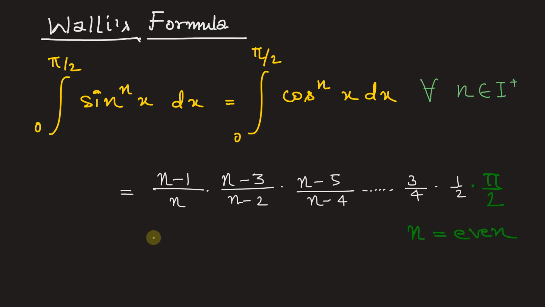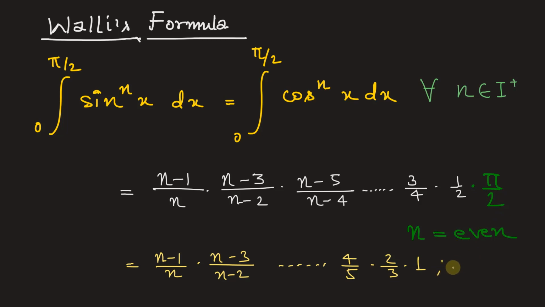If n is odd, we will use the formula n minus 1 by n into n minus 3 by n minus 2, till we reach the last three terms, 4 by 5 into 2 by 3 into 1, and here we won't be multiplying pi by 2. So this is for n odd integer, and the earlier formula is valid when n is an even integer.